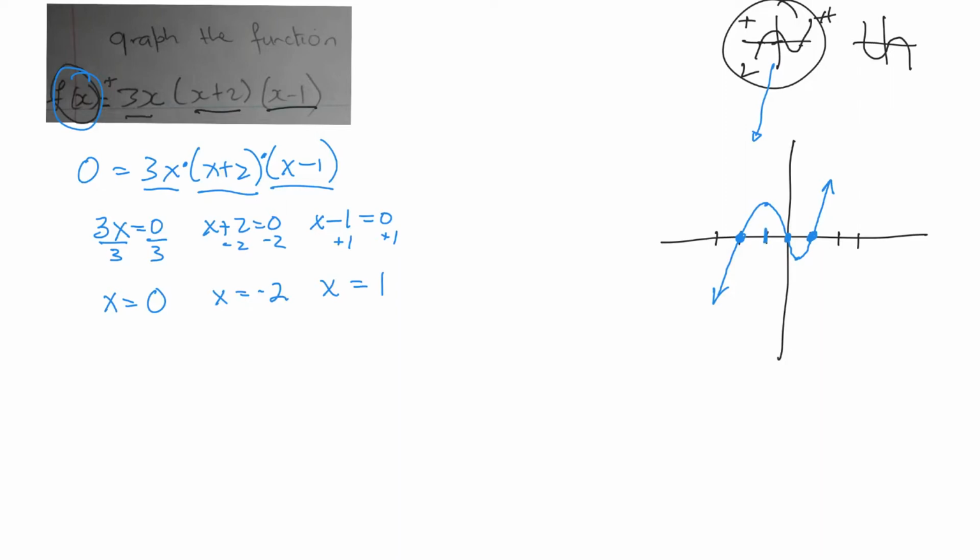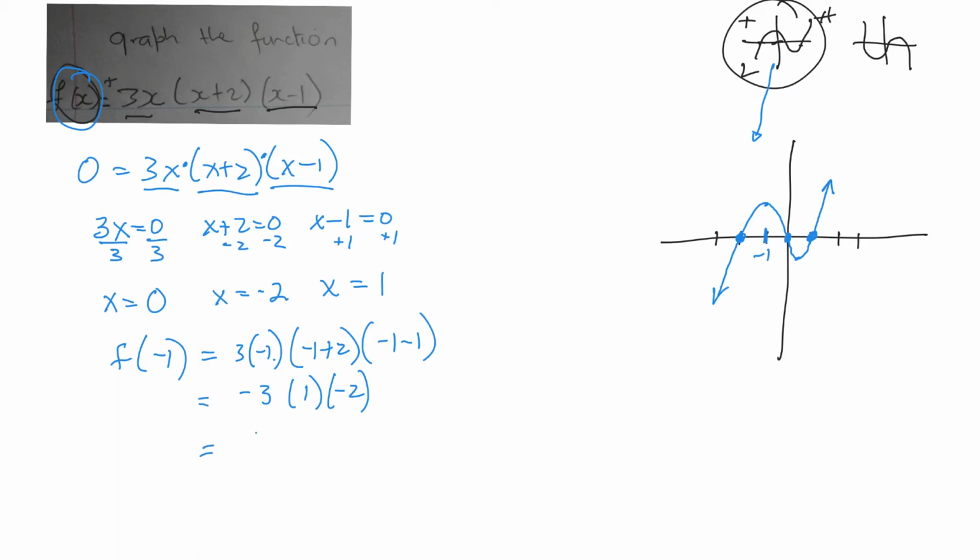you could plug in a point like negative 1. So I could take that function and plug in a negative 1 everywhere I see an x. So 3 times negative 1 plus 2, negative 1 minus 1. 3 times minus 1 is minus 3. Negative 1 plus 2 would be 1. Negative 1 minus 1 is a negative 2. So if I multiply all that together, I think that comes out to a positive 6.